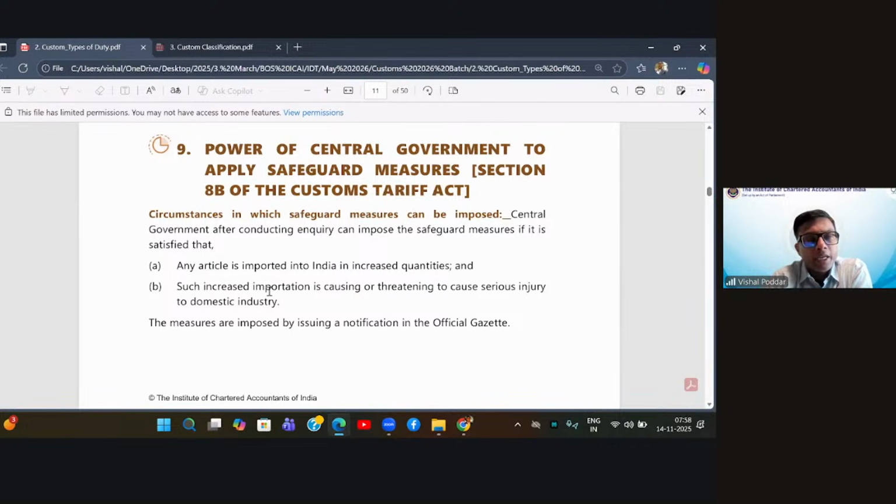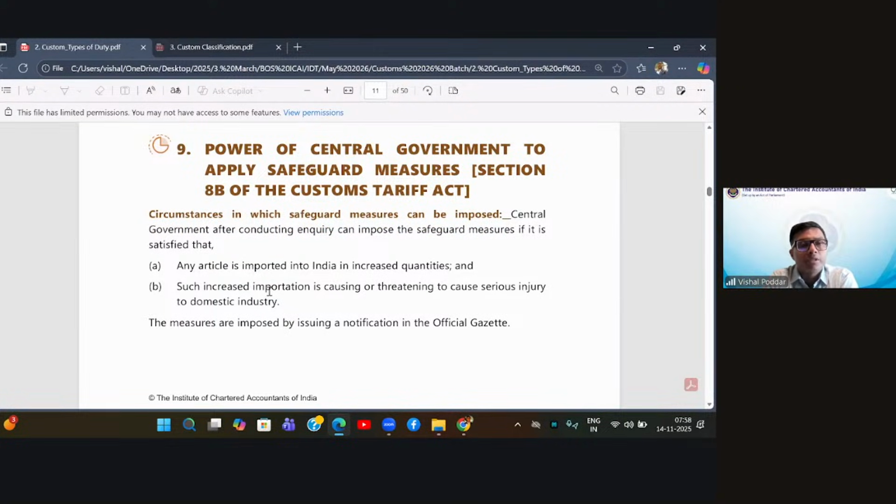Now we come to the second category of duties which are levied, that is the safeguard or the protective duties. As I mentioned at the start, customs is also used as a tool to safeguard your domestic industries, domestic market. How? By imposing for a temporary period some extra or additional duties besides the above revenue duties. So the above revenue duties were basic customs duty, IGST, compensation cess, and we will further study the agriculture cess of customs or the social welfare surcharge of customs.